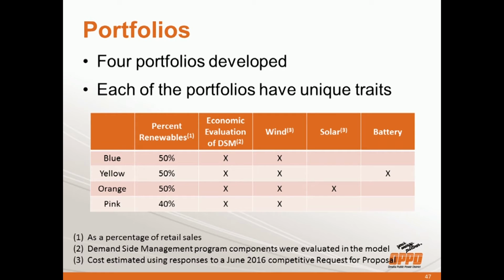We have a percent renewables growth, and then we also have an economic evaluation of our demand-side management program. All 4 of these portfolios also include additional wind resources. And then in the last 2 columns, you get into a solar and battery criteria, and in portfolio yellow, there is a representation from battery, and in portfolio orange, there is a representation for utility-grade solar.